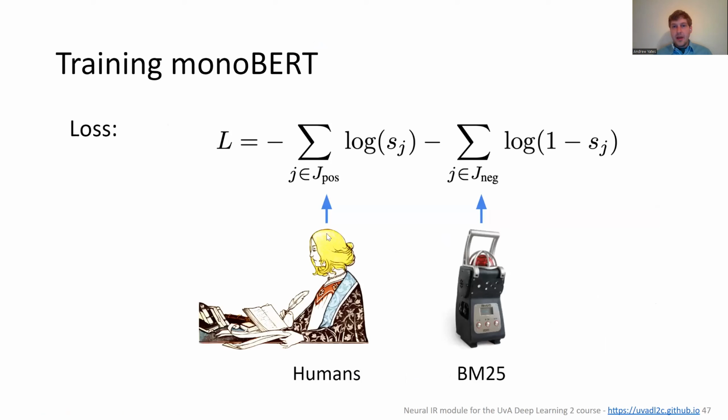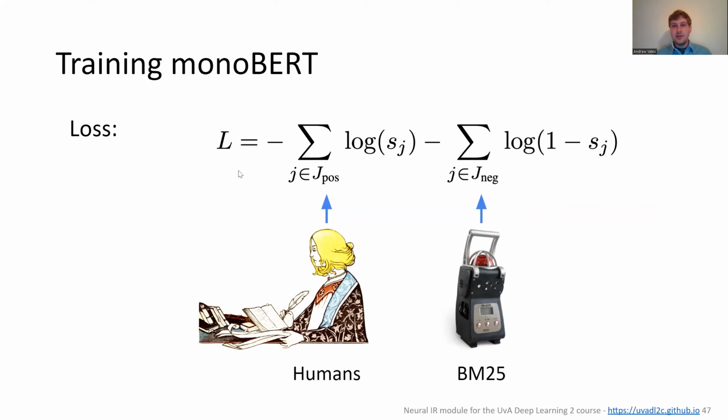So here we have some positive documents or relevant documents. These generally come from human annotations, and we have some negative documents. These typically come from the output of a first stage retrieval method. So say we run BM25, we get those 1,000 candidates, and then everything that was not marked relevant becomes a non-relevant or a negative example.